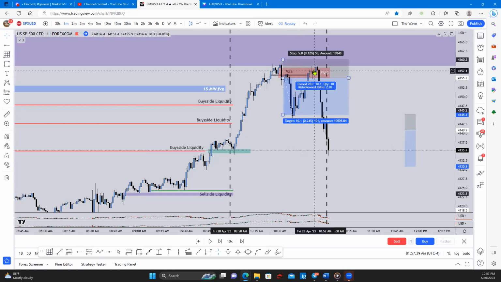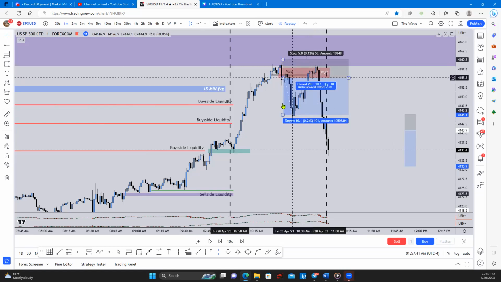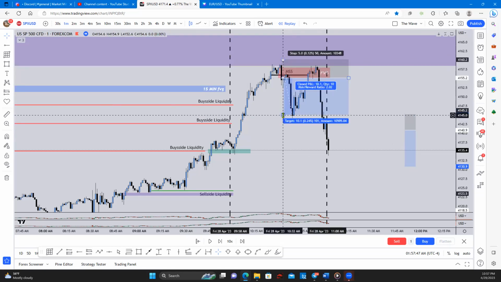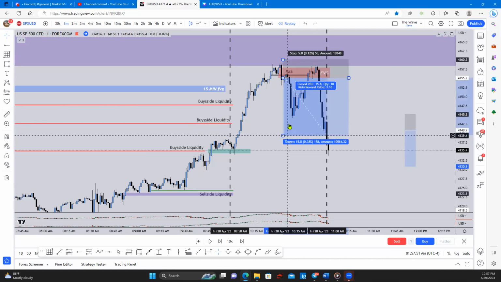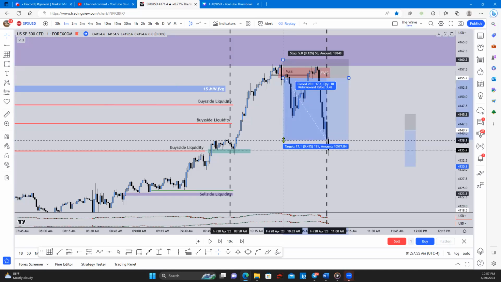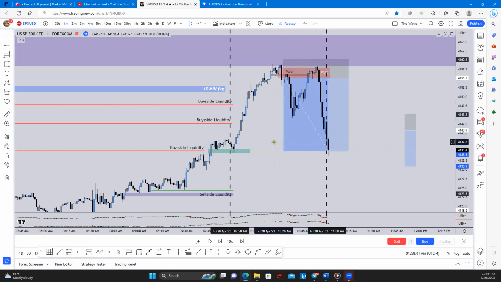So if you stayed in this and didn't take partials or anything, or move your stops to break even and just let your stop do what it does, and been brave enough to do that. Personally, I got out at my 10 because I don't want to get greedy. I want to be consistent. This ran for almost 20 candles here or more.